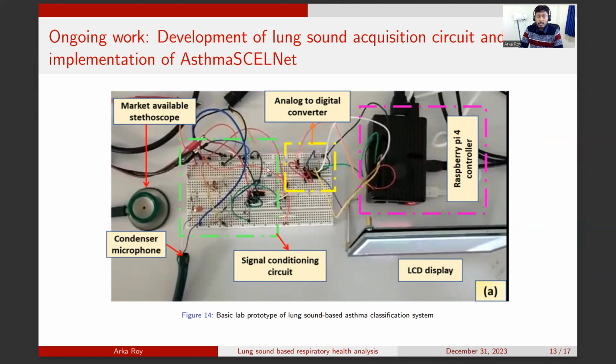After that, while acquiring the signal, we convert the analog signal into digital using an A to D converter, and then feed it to the Raspberry Pi. Over here we have dumped the SMIL code, and the model is processed over here, and the classification results will be shown on the LCD screen. However, this is at a very early stage, so it needs several modifications as well, and till now we have not fabricated the PCB and all, so this is a very first kind of lab prototype.